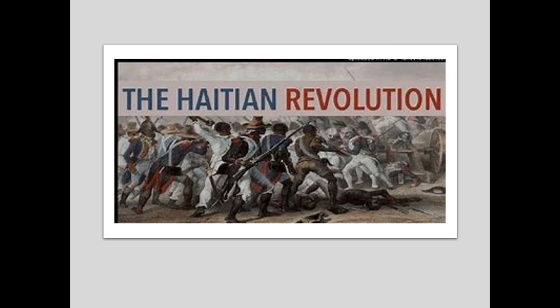So the French came in and grabbed them all and took them to Saint-Domingue, and because of their military experience, they were able to organize and rise up against the French and actually overthrew the French rule in Saint-Domingue.